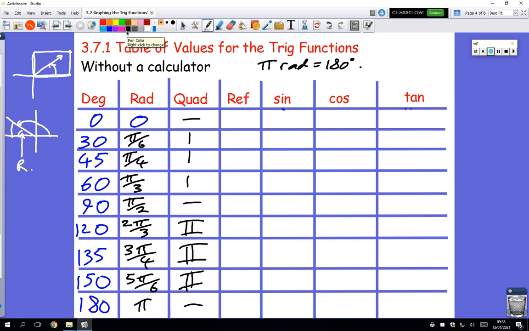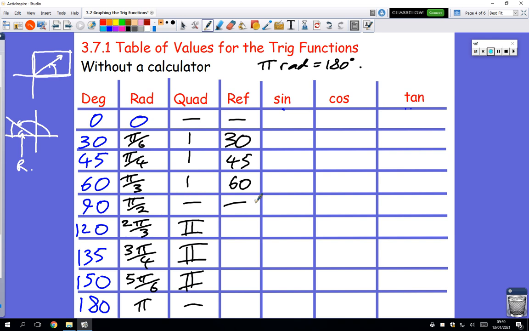Okay, 0's not in any quadrant. We don't think about a reference angle for 0. 30 degrees is its own reference angle. 45 degrees is its own reference angle. 60 degrees is its own reference angle. 90 degrees is on an axis. We don't really think of it as having a reference angle.